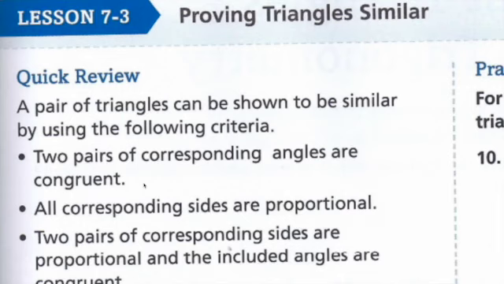So, what is 7-3 talking about? It's talking about proving that triangles are similar. There are three ways to prove that triangles are similar. A pair of triangles can be shown to be similar by using the following criteria.